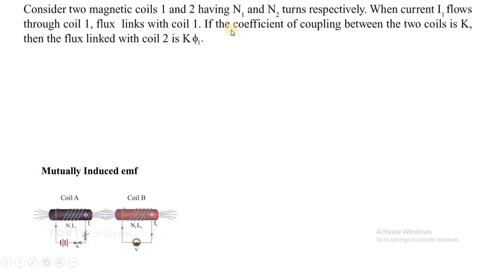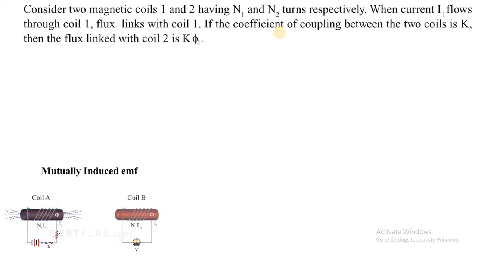Okay. The flux linked with coil 1 is say phi 1. The current I1 has produced the flux phi 1, and this flux phi 1 has linked with coil 2, where the coefficient of coupling between the two coils is K. So if the coefficient of coupling between two coils is K, then how much is the flux linked with coil 2? Say K phi 1.